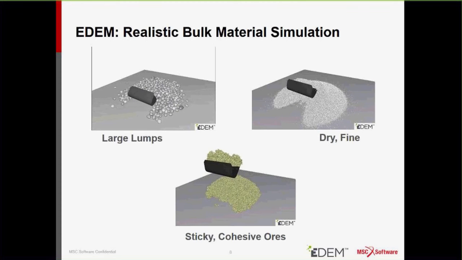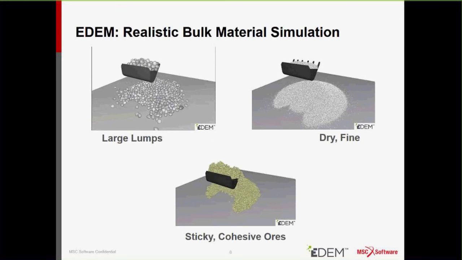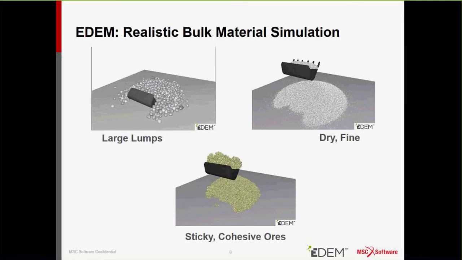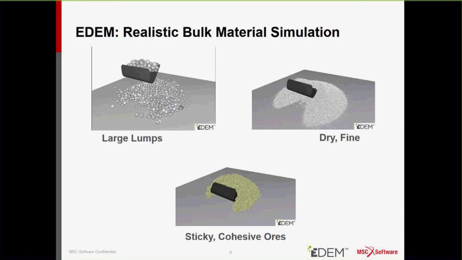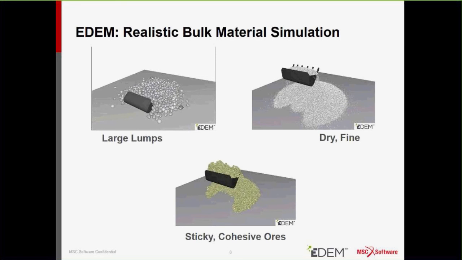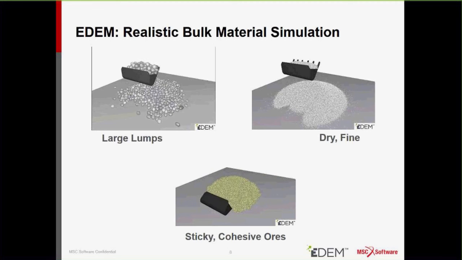And then finally on the top right, we have an example of a very fine, very dry material, like a free-flowing sand. And as you can see by the behavior of the material as it interacts with the bucket, this material is much more free-flowing and is spilling over the sides of the bucket in a way that's not seen in, for example, the cohesive example.